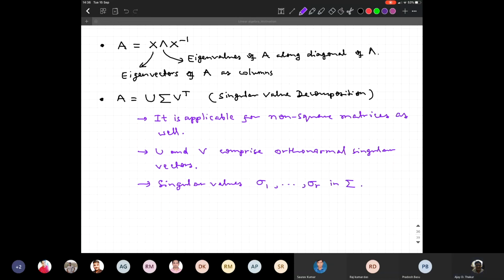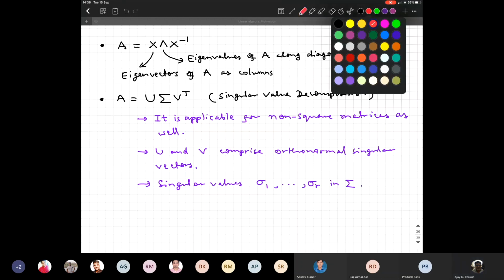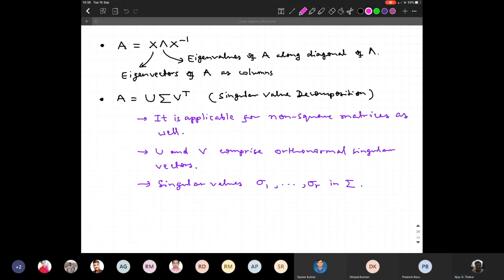So to begin with, we understand that we have written this. So let's do this third one in some more detail. So let's do some more details on SVD below.